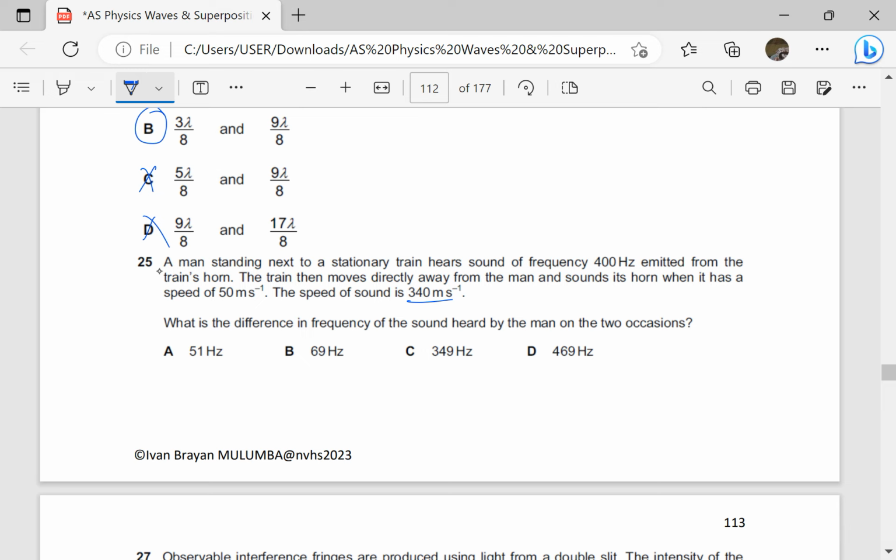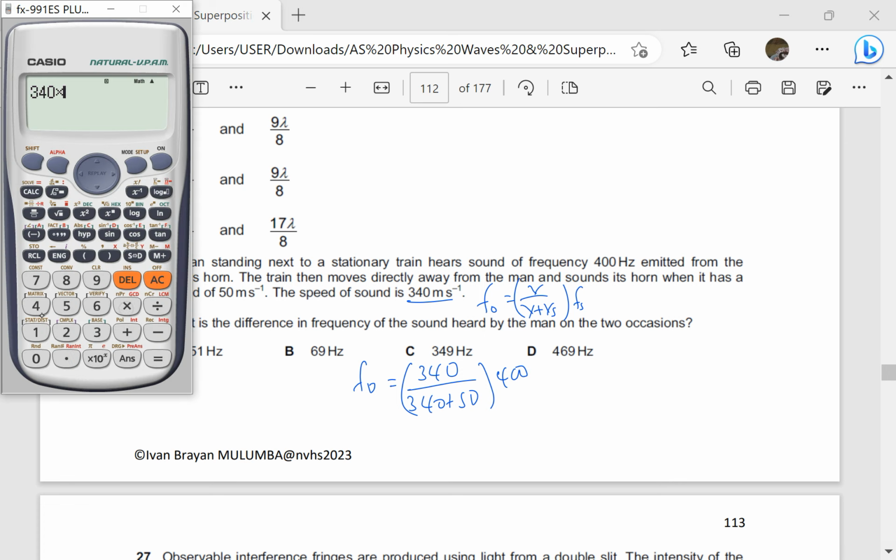So let's just find the frequency when it is at 50 meters per second. Since it will be moving away, observed frequency is equal to V over V plus Vs times Fs. So that one is going to be F naught equals V, which is 340, divided by 340 plus Vs, which is 50, then times Fs, which is 400. So we shall have 340 times 400 divided by 340 plus 50, that is 390.